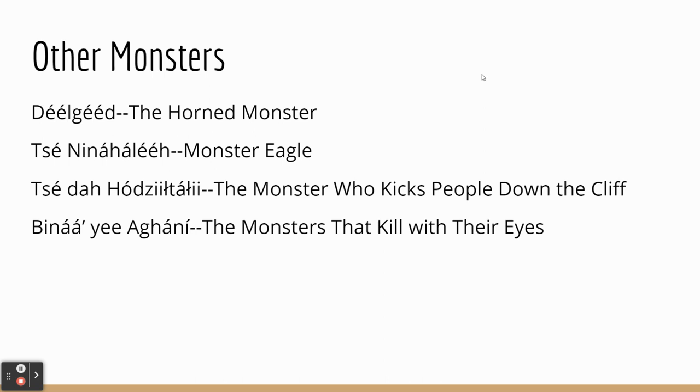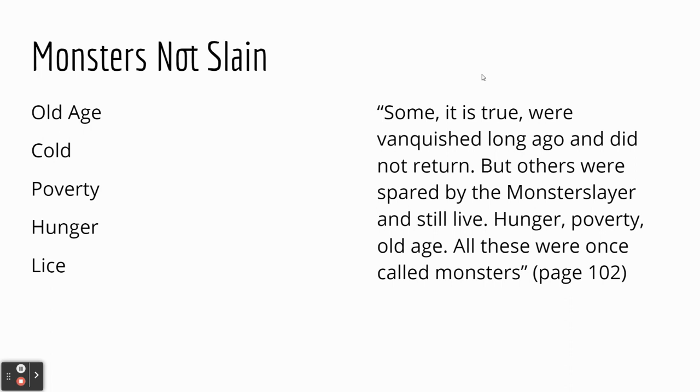They killed the horned monster, and the monster eagle, and the monster who kicks people down the cliff, and the monsters that killed with their eyes. In other words, they kill a lot of monsters that were endangering the people, and a lot of monsters that we in the year of our Lord 2021 don't believe exist or ever existed. However, there were monsters that they couldn't kill. The book references them on page 102, and it references hunger, poverty, and old age. But cold and lice were also monsters that they could not get rid of, could not kill.